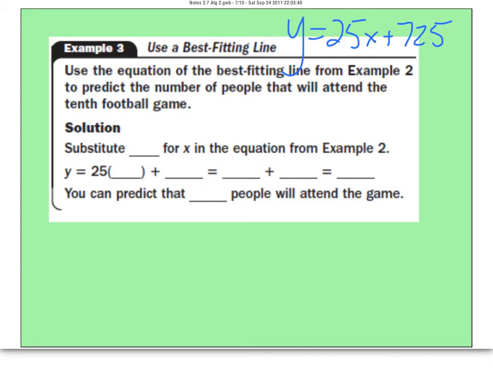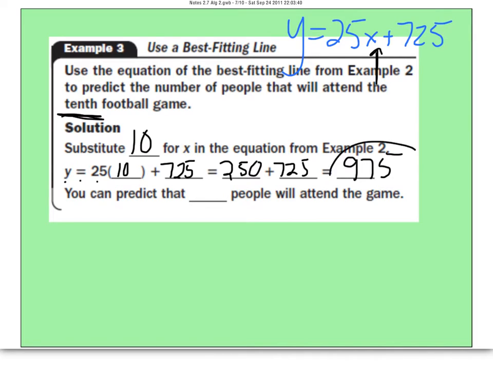Now, how do we use that line of best fit? Well, we can answer a question. They want us to use the answer to predict the number of people who will attend the 10th football game. Well, if you go back to the data, you're going to notice that the x was the number of games. So all you have to do is substitute 10 in for x. So we're going to do y equals 25 times 10 plus our 725. That's going to be 250 plus 725, which is going to add to 975 people. So we can predict that 975 people will attend the game.